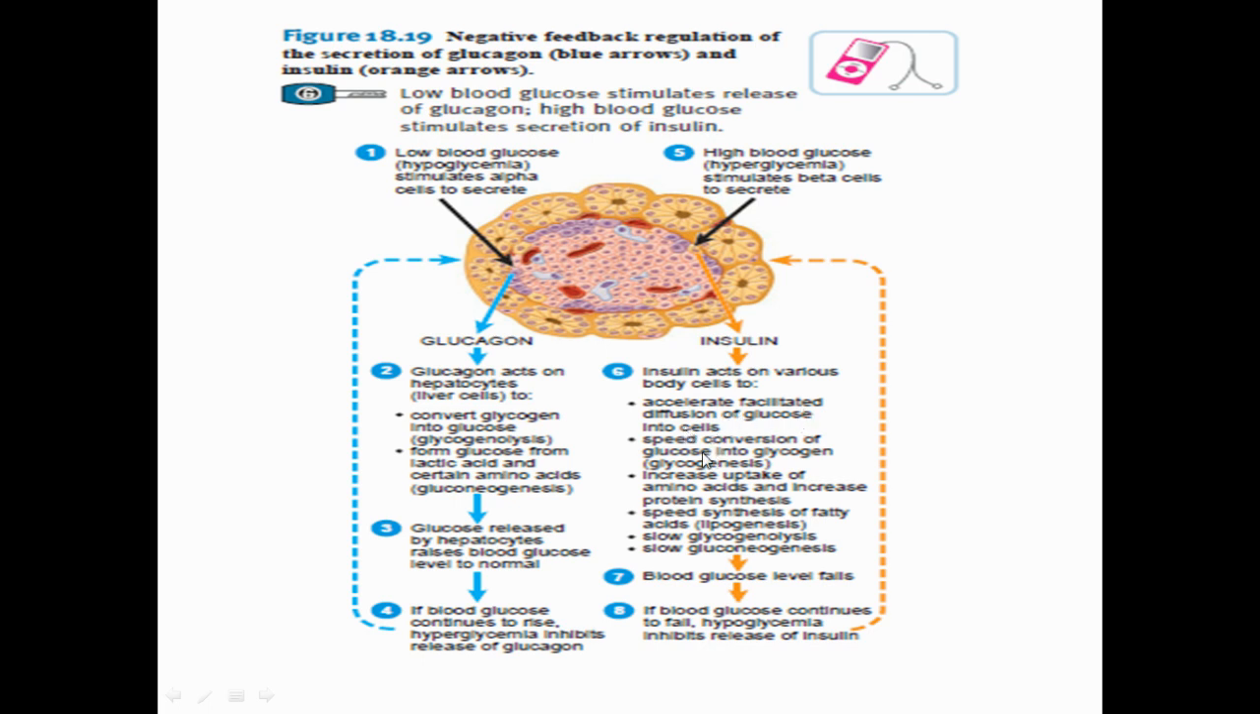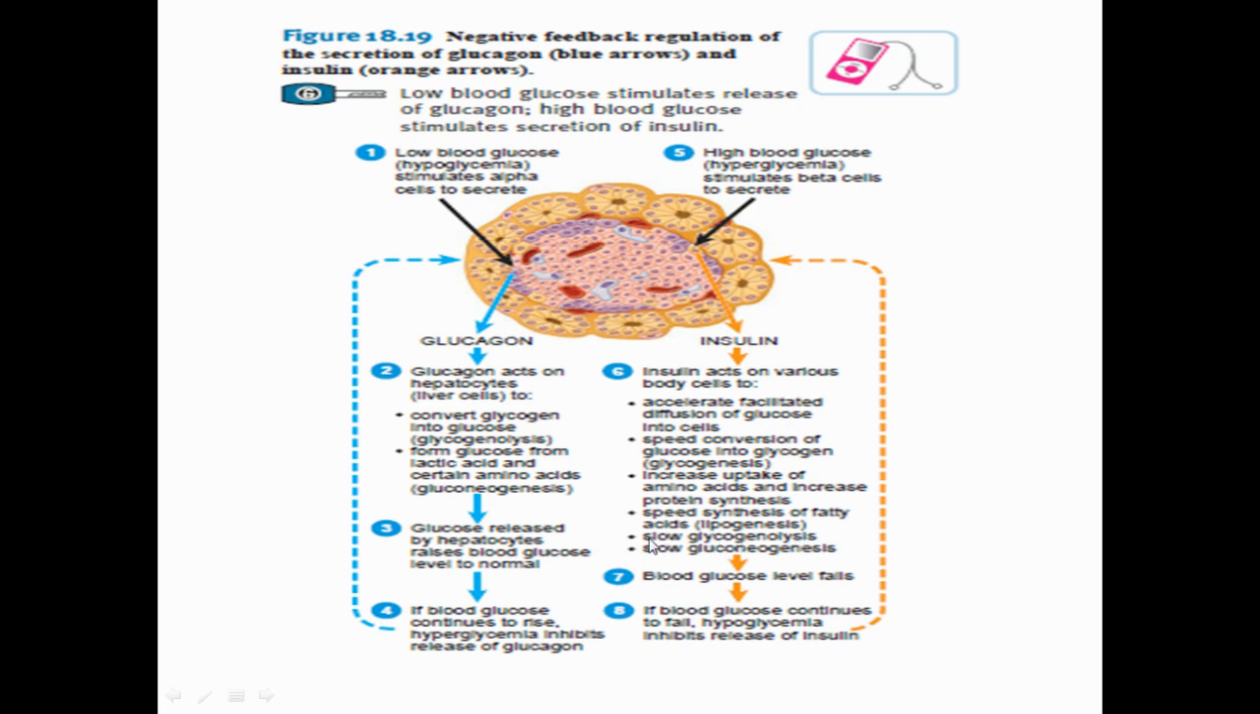Number two, it speeds the conversion of glucose into glycogen. Excess glucose will be converted into glycogen and stored in the liver by the process called glycogenesis. The next one is increased uptake of amino acids and increased protein synthesis. Next, fatty acid synthesis. More and more glucose will lead to synthesis of fatty acids by a process called lipogenesis in the adipose tissues. The next step is that glycogenolysis will be slowed down, or inhibited.